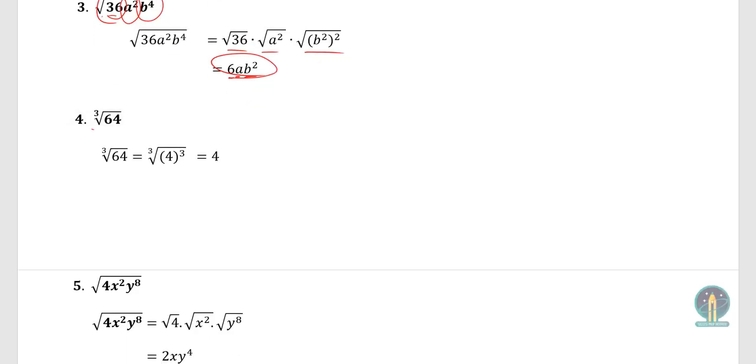The cube root of 64. 64 is essentially 4 times 4, which is 16, times 4, which is 64. So the cube root of 64 is essentially the cube root of 4 cubed, right? Which is just 4.